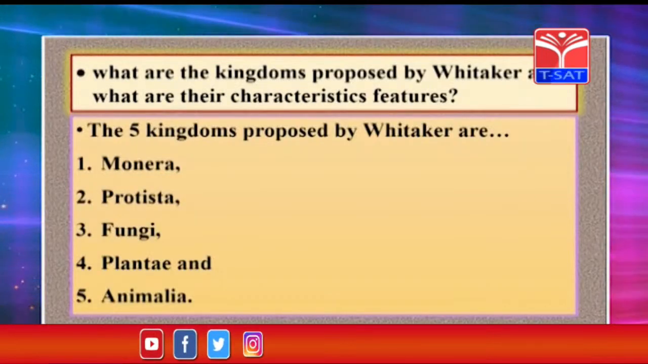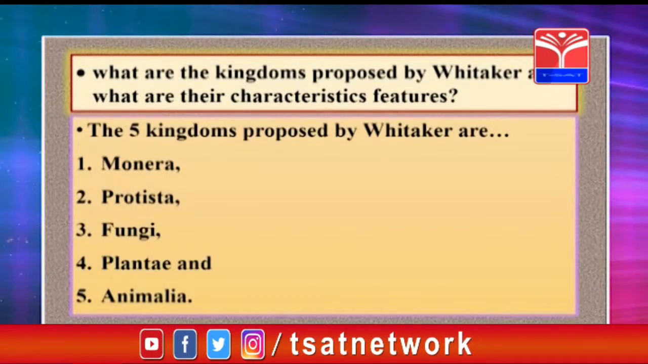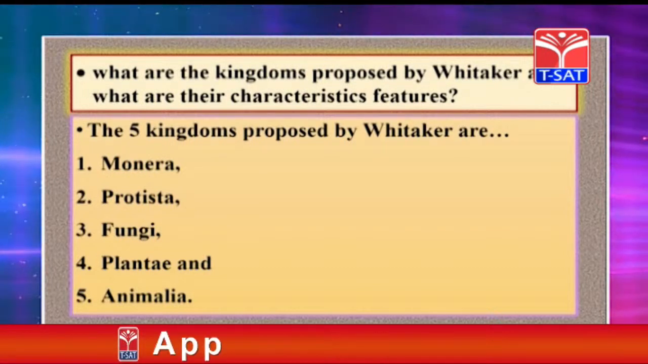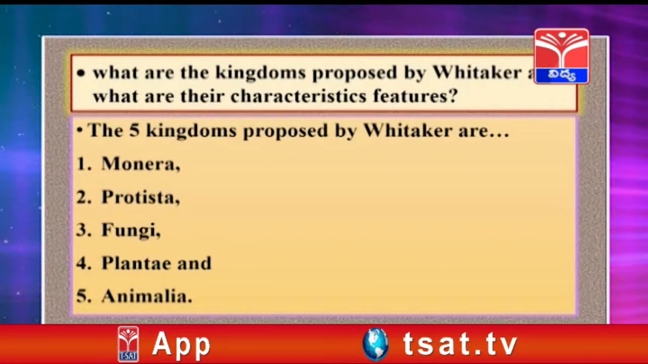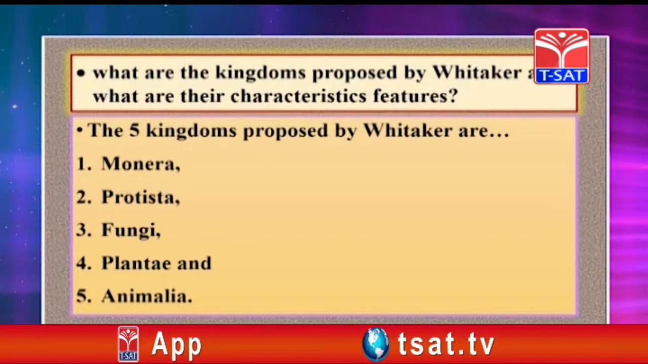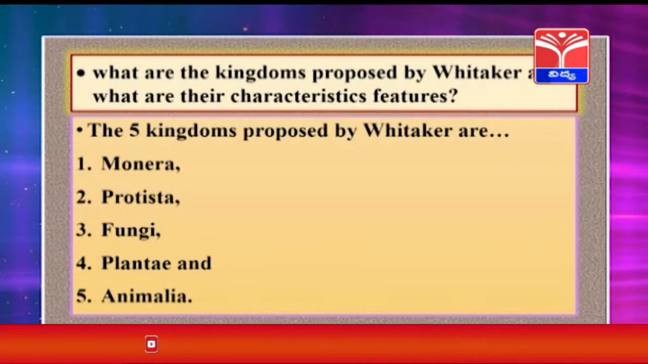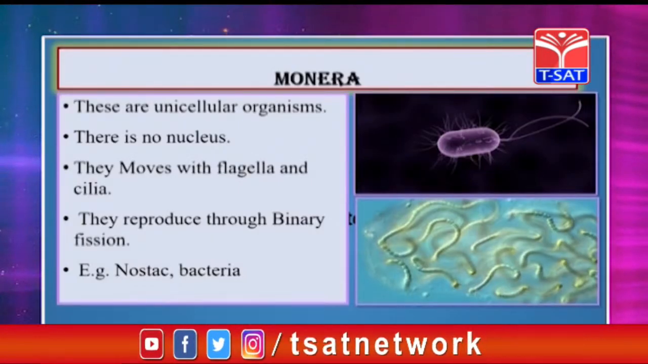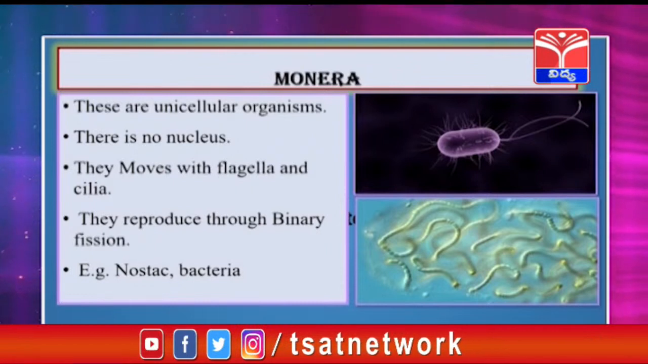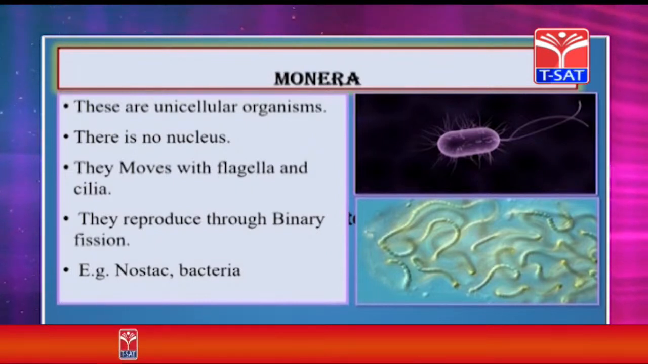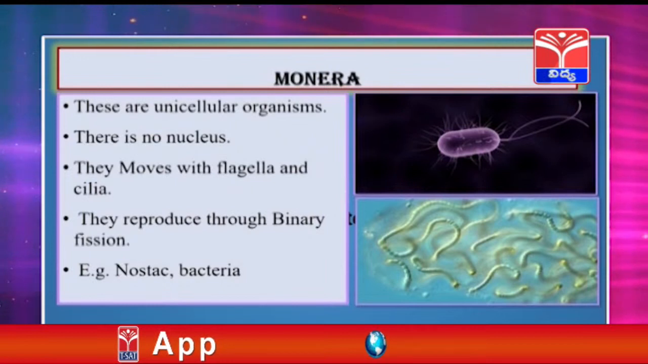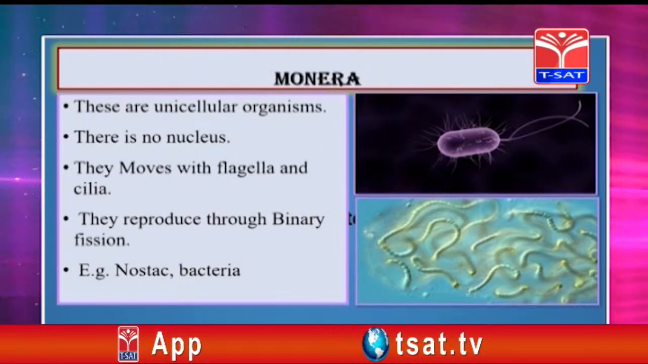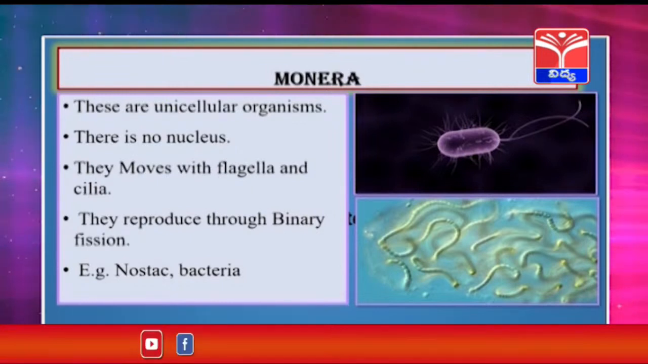What are the kingdoms proposed by Whittaker and what are their characteristic features? The 5 kingdoms proposed by Whittaker are Monera, Protista, Fungi, Plantae, and Animalia. Now let us see the characters of Monera. These are unicellular organisms. There is no nucleus in their cell. They move with flagella and cilia. They reproduce through binary fission. Examples for Monera are nostoc and bacteria.